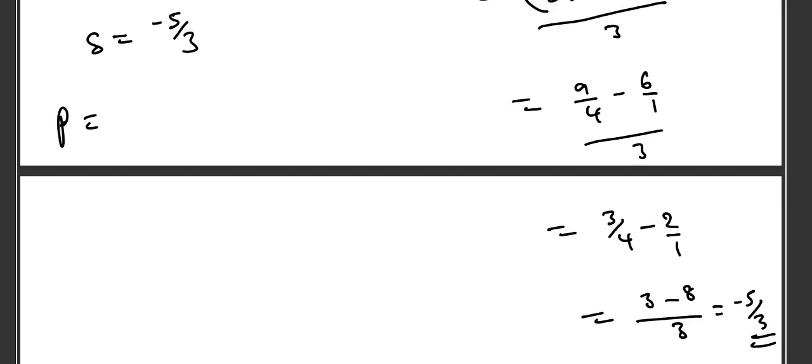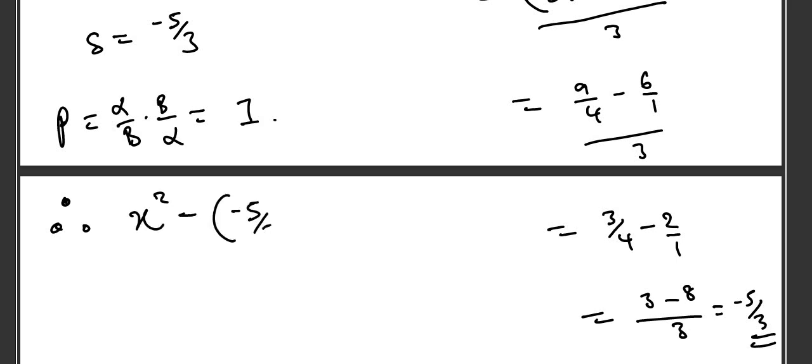Then the product is just going to be 1, because these are reciprocals of each other. You notice this is a 1, right? So the answer that we're interested in is x squared minus the sum x then plus the product, which is 1.